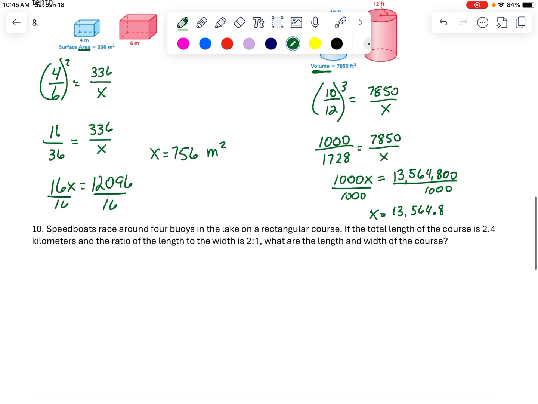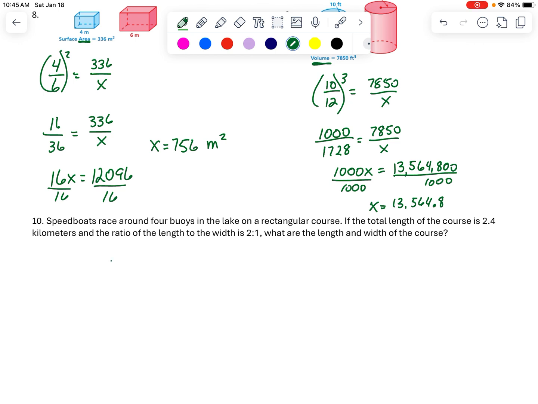All right, one more to go, and we can stick a fork in me. I will be done. But where a race goes around 4 buoys, it's in a rectangular course. If the total length of the course, so the perimeter, equals 2.4. Now, the thing is, we do have that perimeter ratio that we talked about last time, but this is a little bit different because it wants to know what is the length and the width of the course.